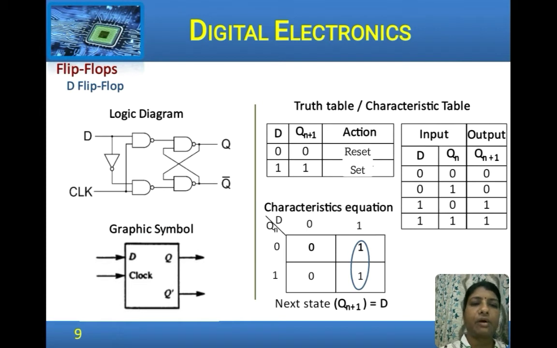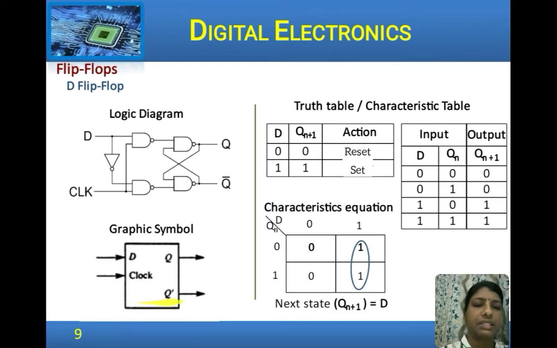Next is a D flip-flop. A D flip-flop is nothing but an SR flip-flop with one of the inputs, D, being given to S as it is, and to R the inverted value of the input is given. So, let us see how the circuit responds to this.